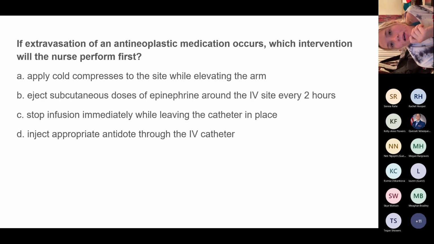Alrighty, and then this is more of a nursing intervention. If extravasation of an anti-neoplastic medication occurs, what intervention will the nurse perform first? Even if you don't know what the anti-neoplastic medications do, what do you do if you have extravasation?